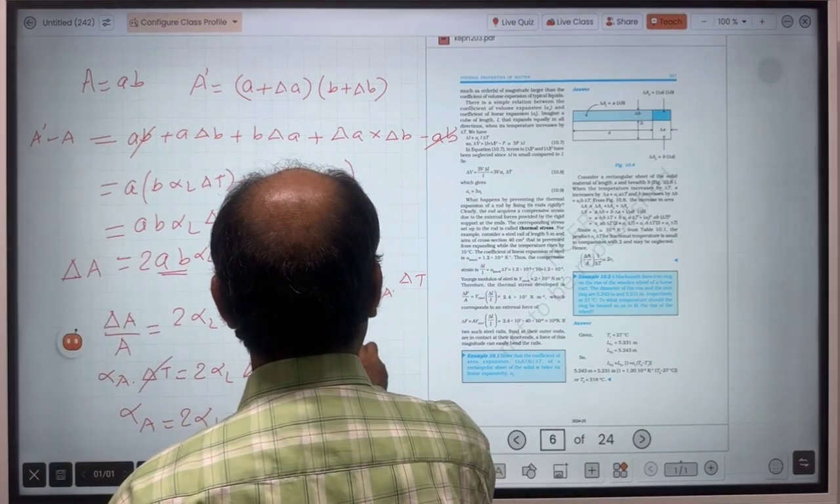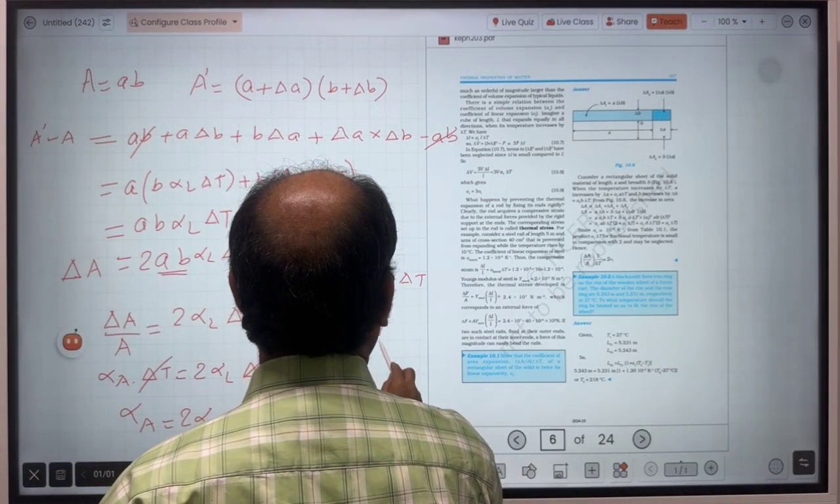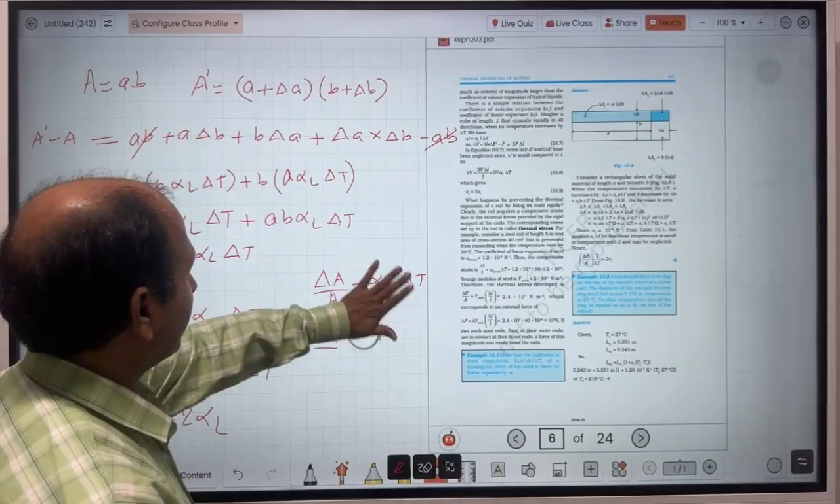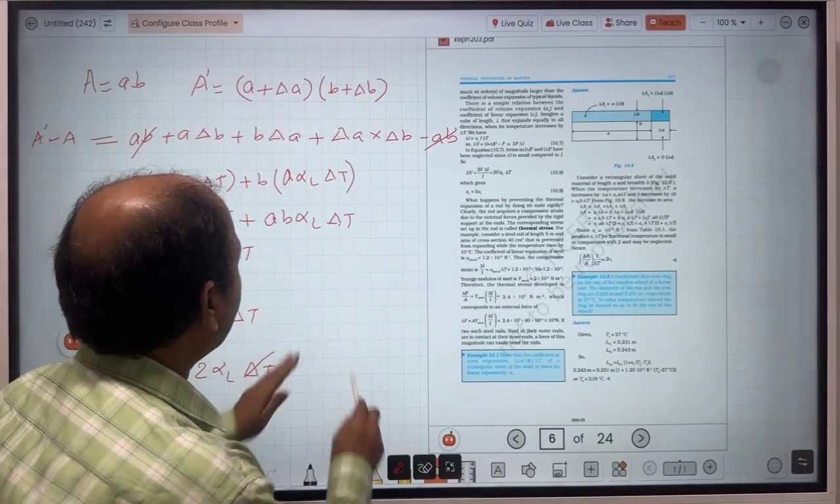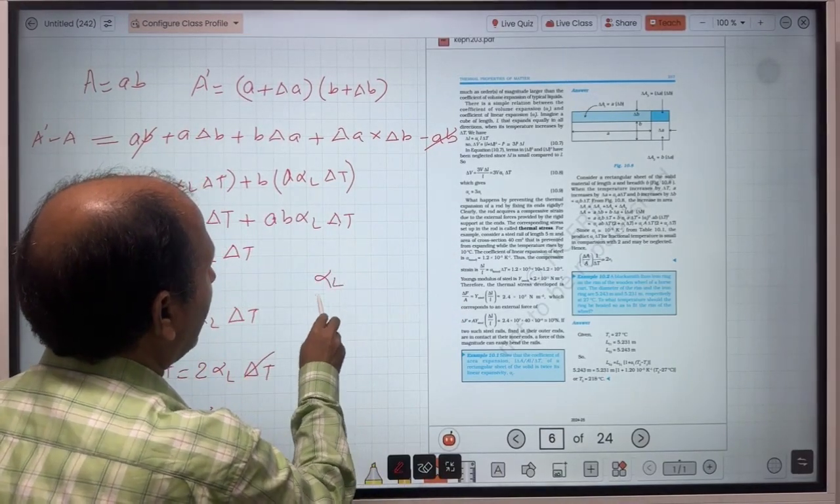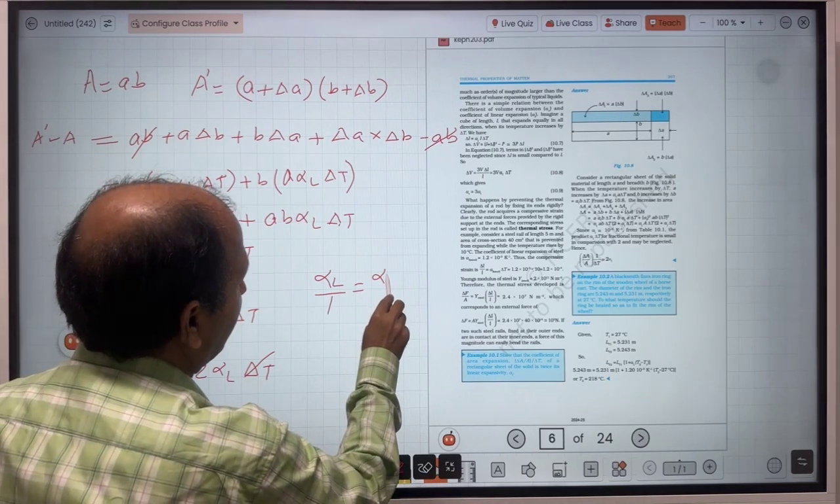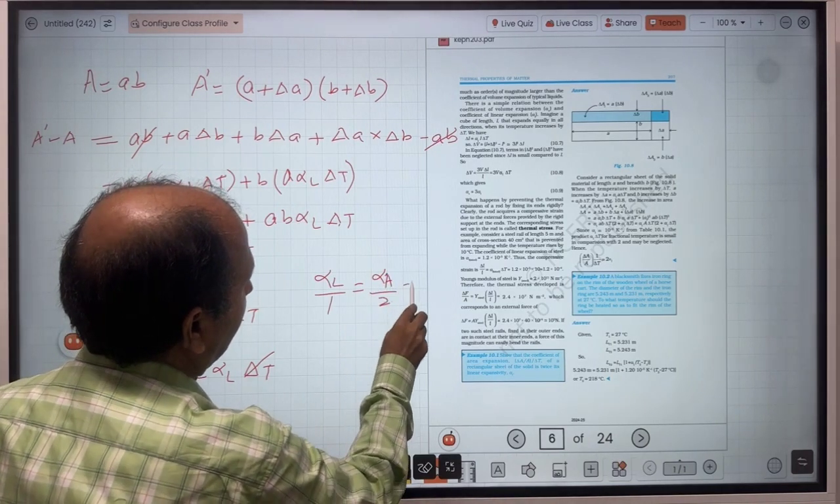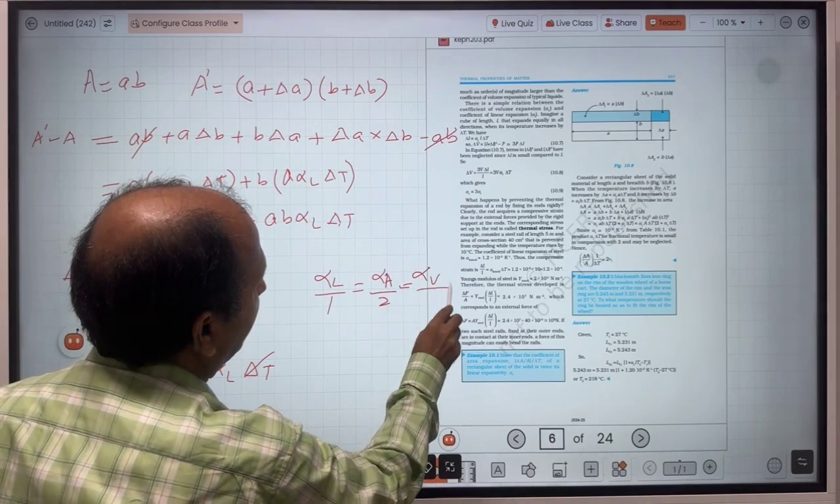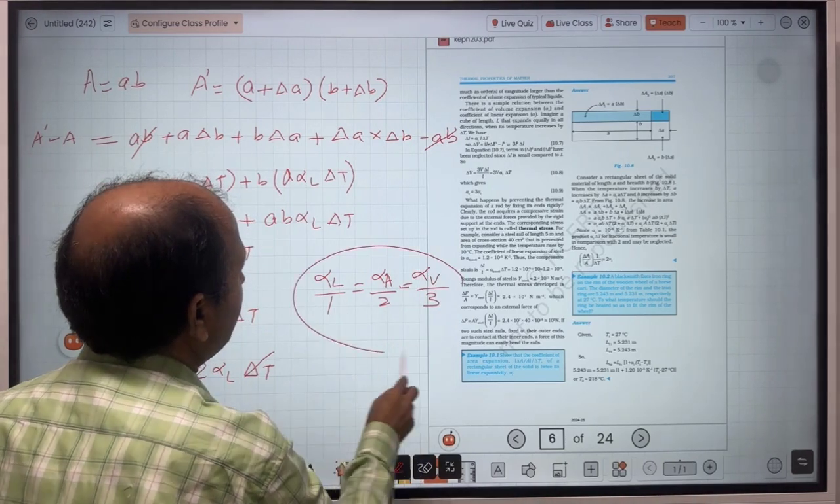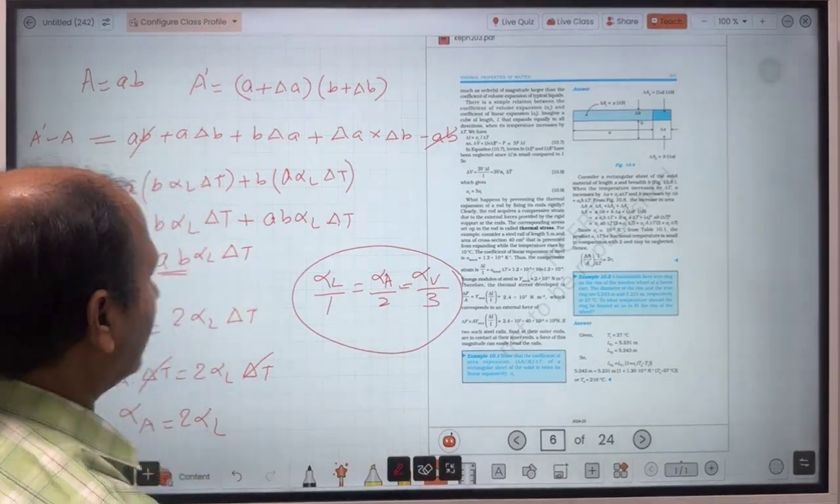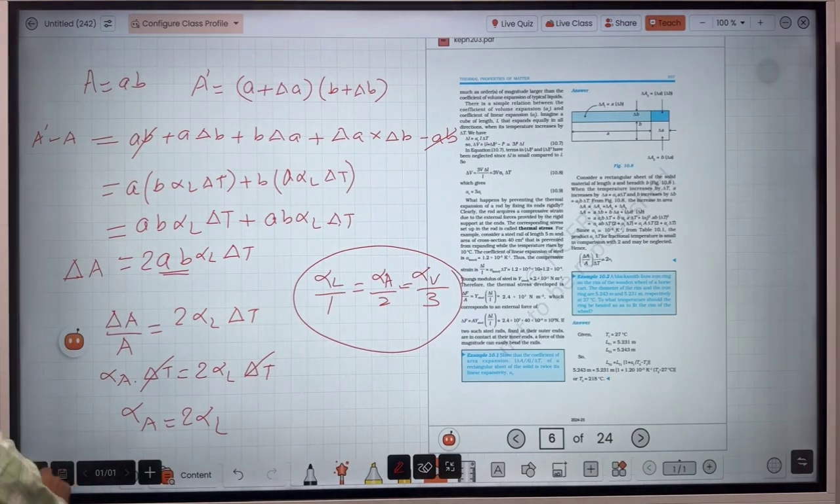So finally we can write alpha L upon 1 equal to alpha A divided by 2 equal to alpha V divided by 3. This is the basic relation that we make use of.